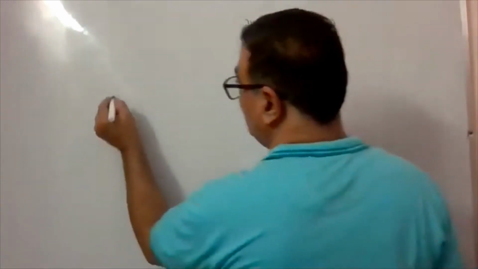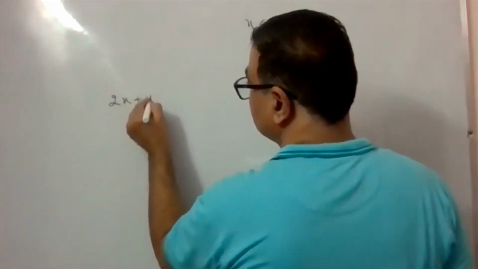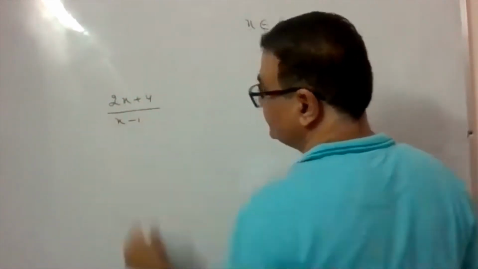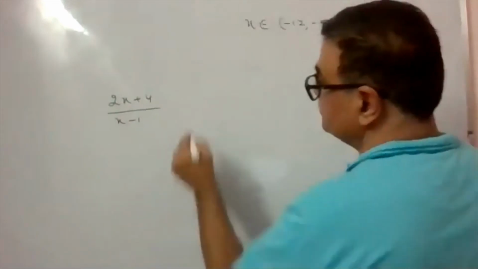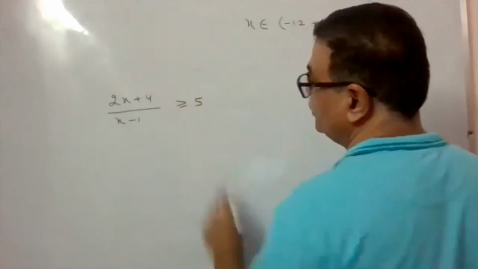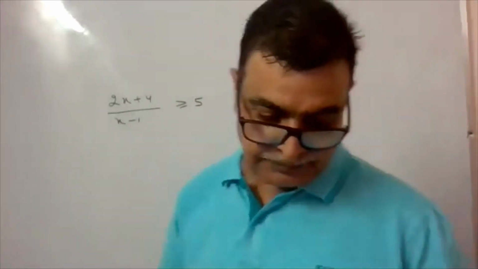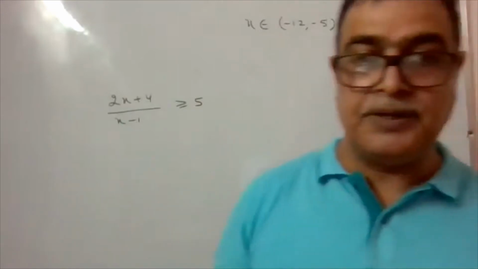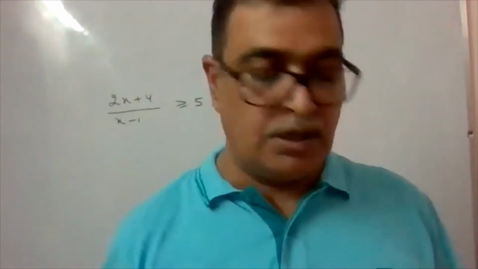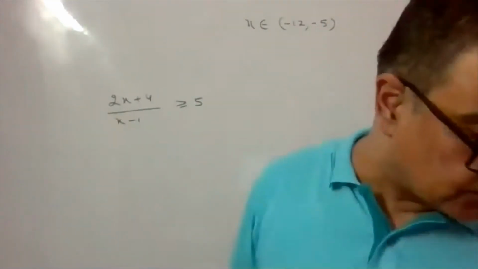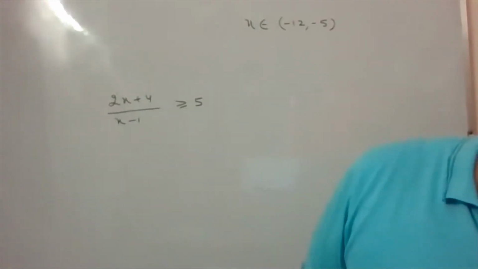Solve 2x plus 4 by x minus 1 is greater than or equal to 5. 2x plus 4 by x minus 1 greater than or equal to 5.